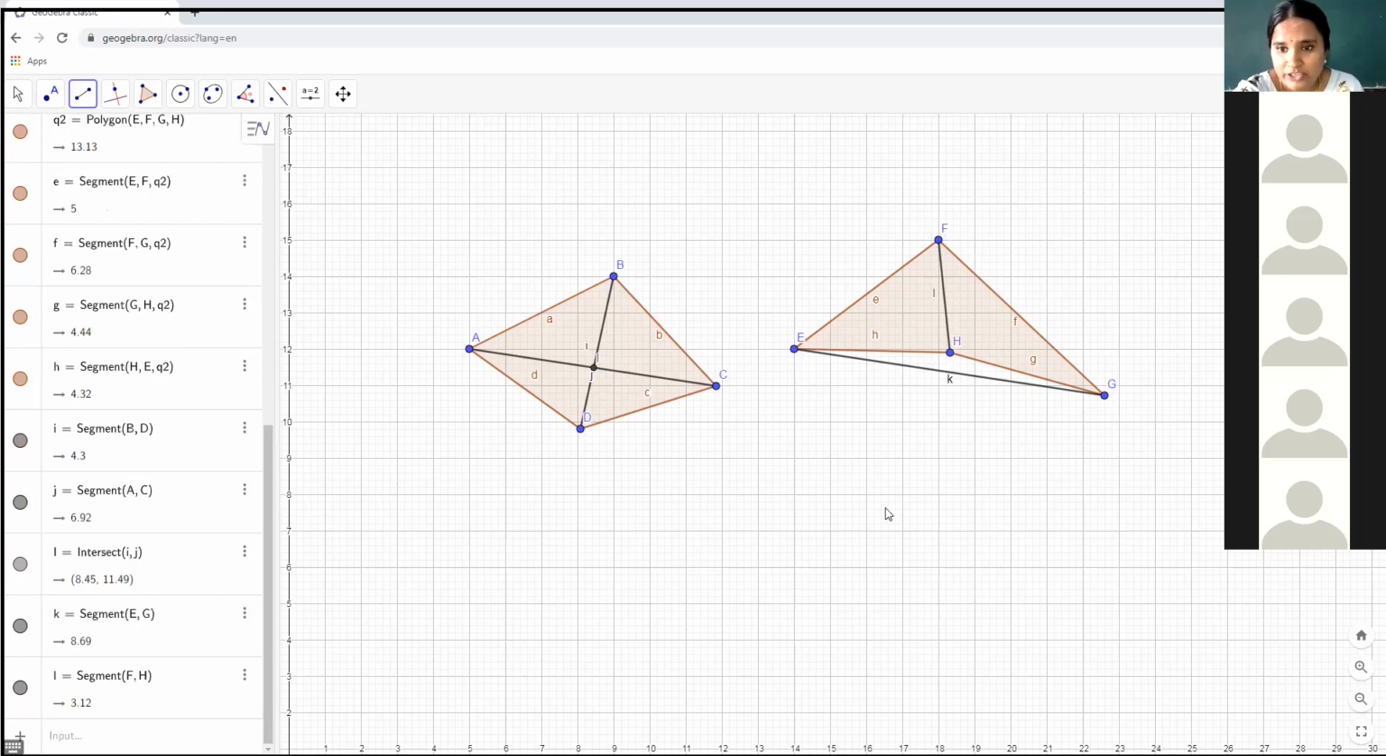What is the difference that we observe here? The diagonal EG is outside the polygon, isn't it? So this will give you the definition of the convex polygon and concave polygon. The polygon which has at least one diagonal lying on the exterior of the polygon is called a concave polygon. And the polygon whose diagonals are all lying in the interior of the polygon is called a convex polygon. Is that clear, children? So now let us check it out in detail.